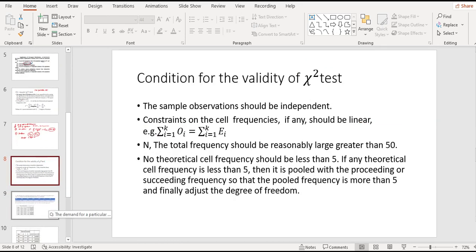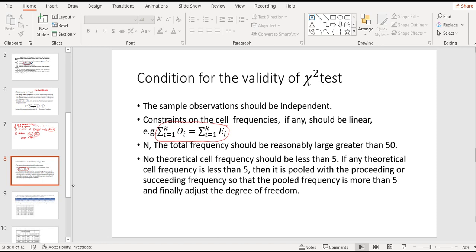One more important thing: what is the condition for the validity of the chi-square test? Under what condition can we use the chi-square test? The first condition is that the sample observations should be independent. Second is that the constraint in the cell frequency, if any, should be linear. That means the sum of the observed frequency and the expected frequency should be equal, which is the necessary condition. This is because we lose 1 degree of freedom.